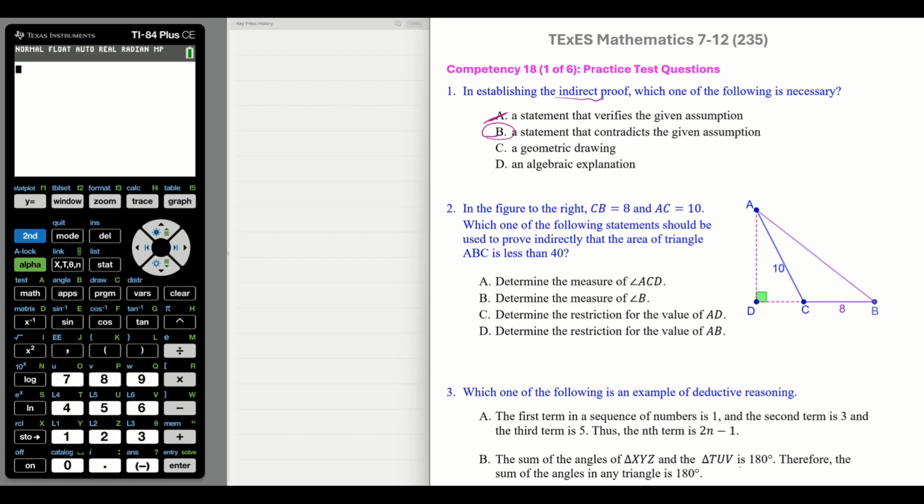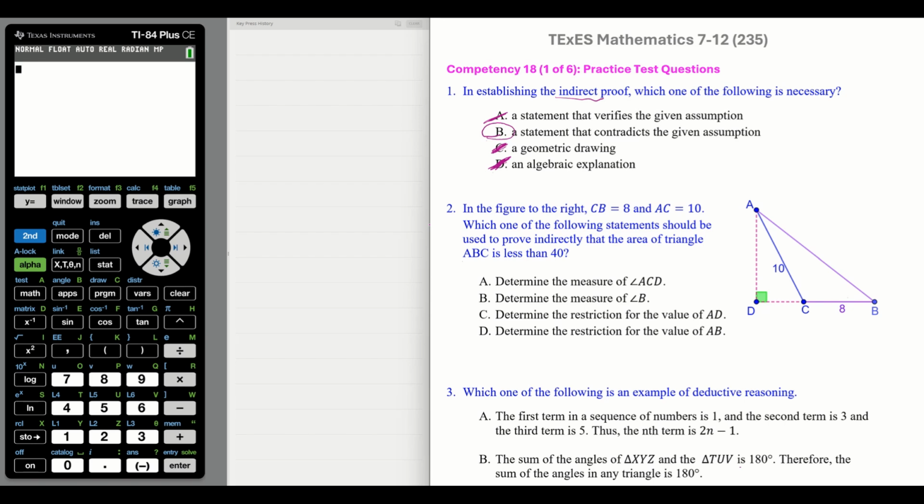And let's look at C. A geometric drawing. Here's the first thing you need to know, that when you go to university, they say a picture is not a proof. Although I'll have to argue with them that a good proof should include a picture or diagram, not just a bunch of words no one understands. Anyway, moving on. D, an algebraic explanation. Well, nah, that doesn't make sense. That really doesn't make sense. Okay, let's look at number 2.